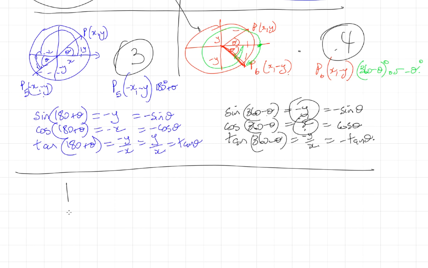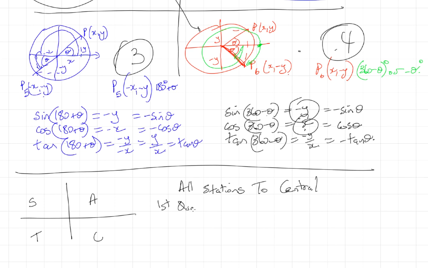And an acronym again: all stations to central. All stations to central. So starting at the first quadrant, write the A. So in the first quadrant, which is here, all trig ratios are positive. So sine, cos, and tan are all positive.